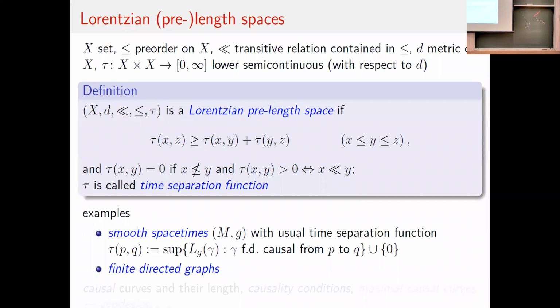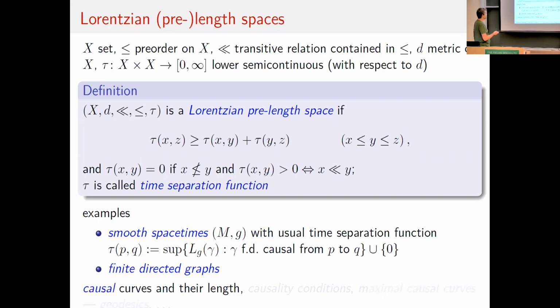Another example is you can, for example, look at finite directed graphs. You can also view those as Lorentzian pre-length spaces. Then you can define what is a causal curve. A causal curve is a curve which is totally ordered by less or equal, a time-like curve is totally ordered by less. You can define their length by summing up the time separation of polygons. You can define causality conditions, and you can define maximal causal curves, which are tau distance realizers. So these are curves whose length is exactly the time separation of the endpoints, and this is the analogous thing to geodesics.